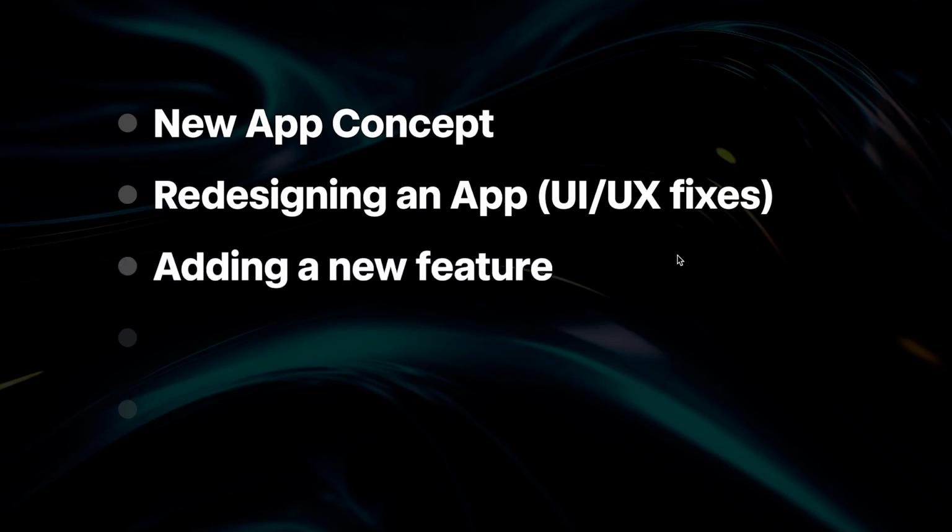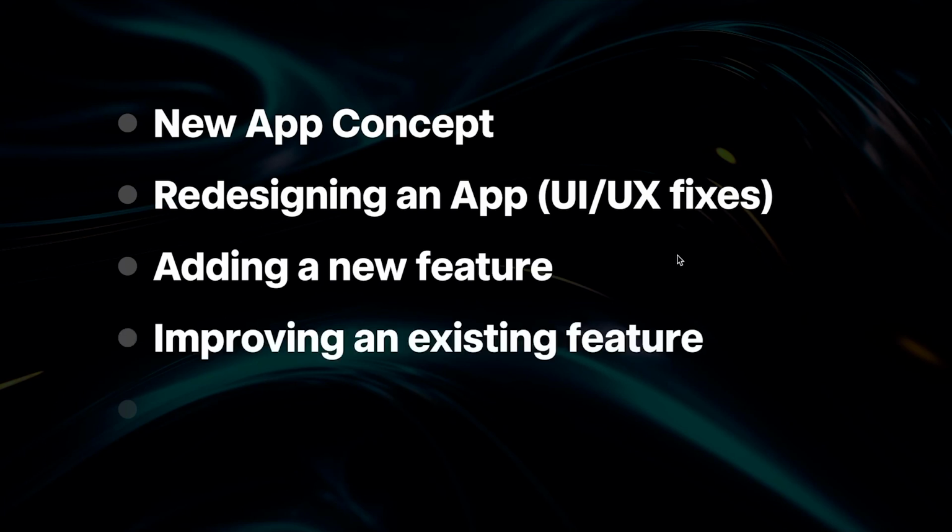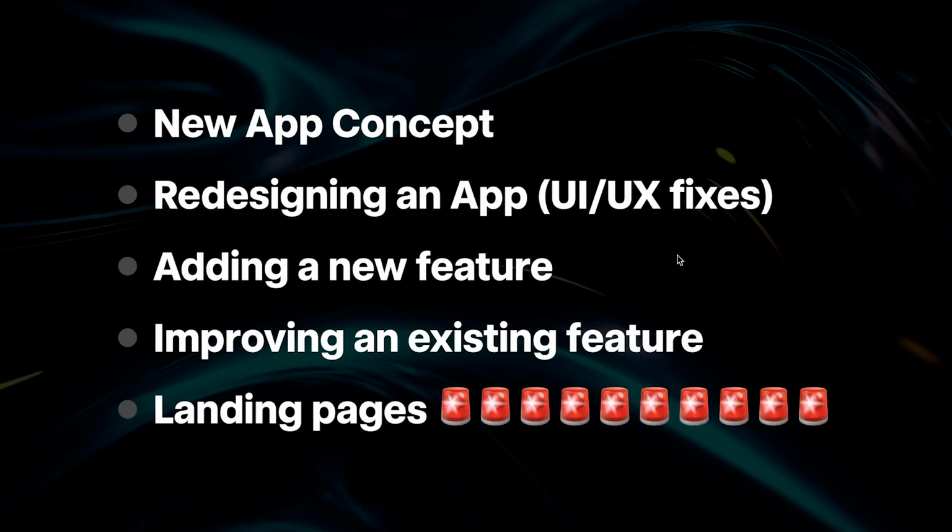Then you have adding a new feature to an existing app. Of course, the scope of this is quite less compared to the other two. And then you have improving an existing feature. So you take an existing app, there are a bunch of features, you improve the experience of a certain feature for a particular purpose. And the last one is landing pages.